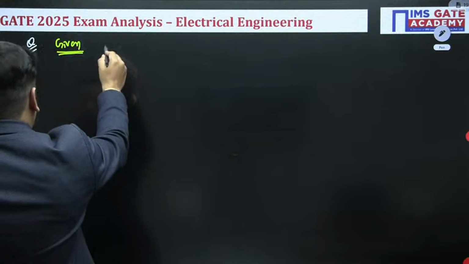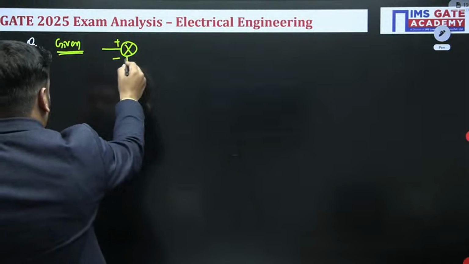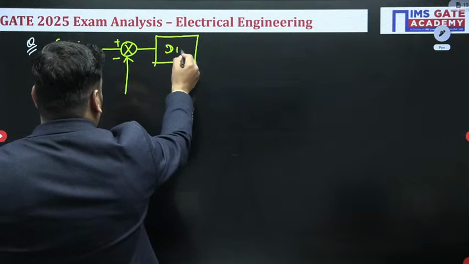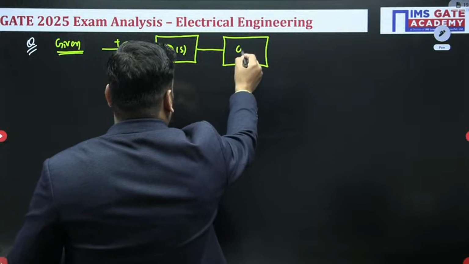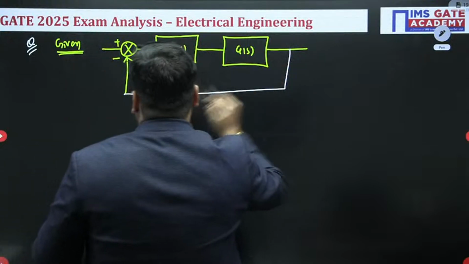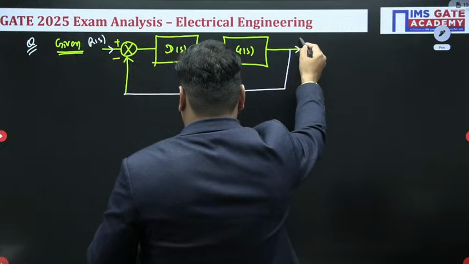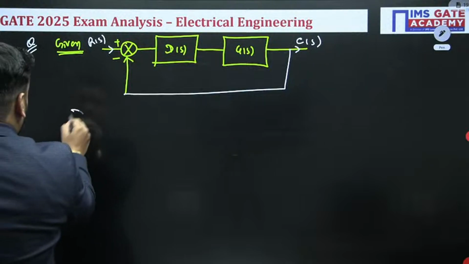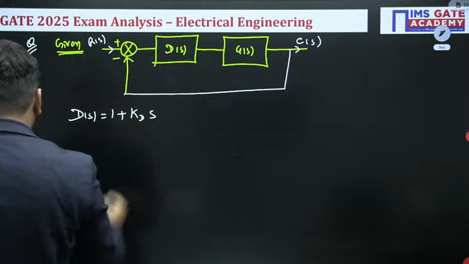So first, the given data, guys. A closed loop system is given to you, a plus-minus closed loop system. Two boxes are connected in cascade, one is D(s) and one is G(s), with the connection like this. Here we have R(s), and here we have Y(s) or C(s). What is the D(s) value given to us, guys? D(s) is given as 1 plus KDs.